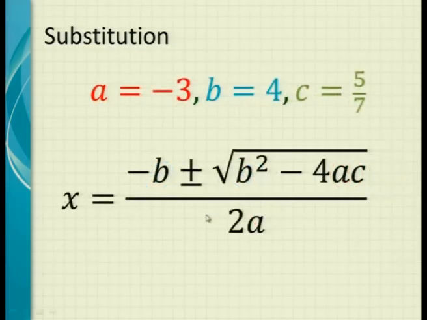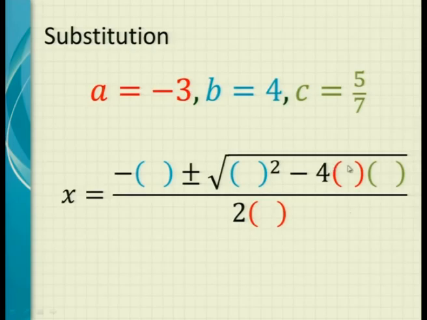Let's take another example, where A equals minus 3, B equals 4, and C equals 5 over 7. Now don't run away when you see this. It's just as easy as the rest. So instead of the B, we will put brackets and a 4, and the square will still be there. Instead of the 4AC, we will put two brackets for the A and the C. And at the bottom, instead of 2A, we will put 2 and brackets with the value of A.